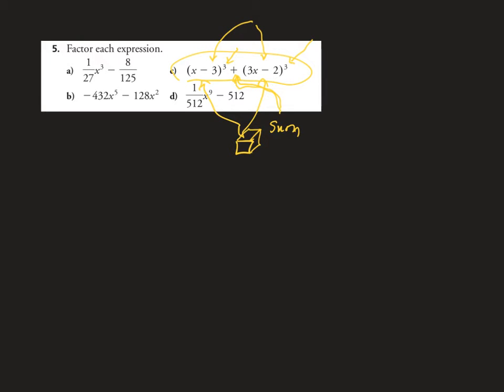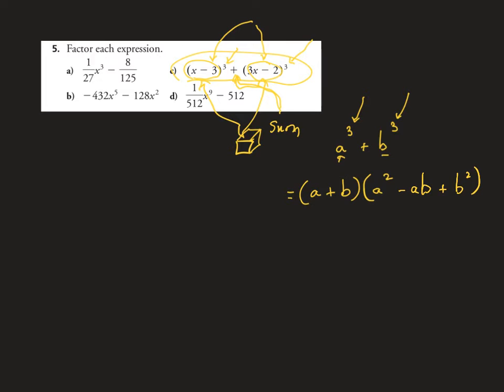Now the rule is, if you have something cubed plus something else cubed, it doesn't matter what a and b are, anything that could be cubed, and you notice that they're cubed, so here it's x minus 3 cubed and 3x minus 2 cubed, that is always going to be equal to a plus b. So whatever that thing is that's being cubed plus whatever the other thing is being cubed, you add them together, times, you square the first one, you multiply them together and subtract that, and then you square the second one and add that. That's it.